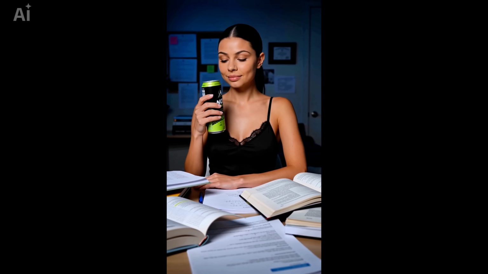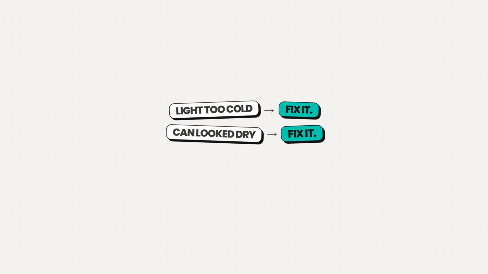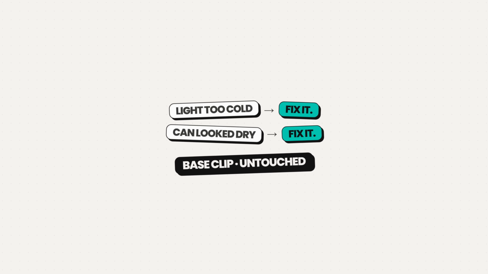So here's my honest take. The generation part is good, but let's be real, a lot of AI tools can generate a nice clip these days. What actually won me over is what comes after. In CapCut PC your clips land straight into a full editor, and from there you can change any detail you want without redoing the whole clip. The light was too cold, fix it. The can looked dry, fix it. And through all of that the base clip stayed exactly the same.